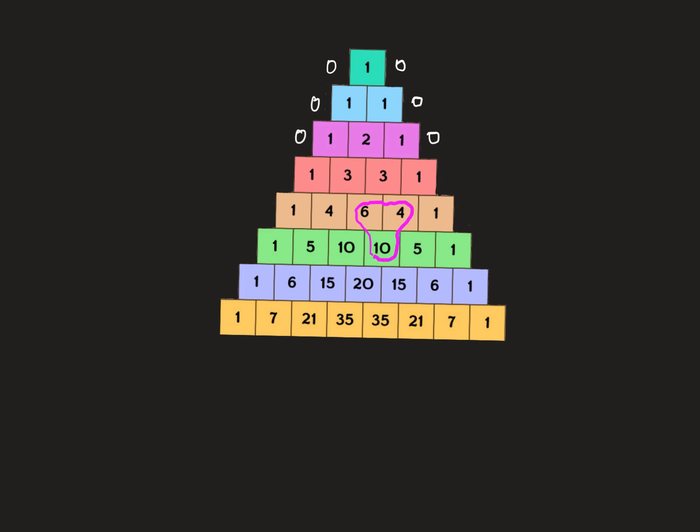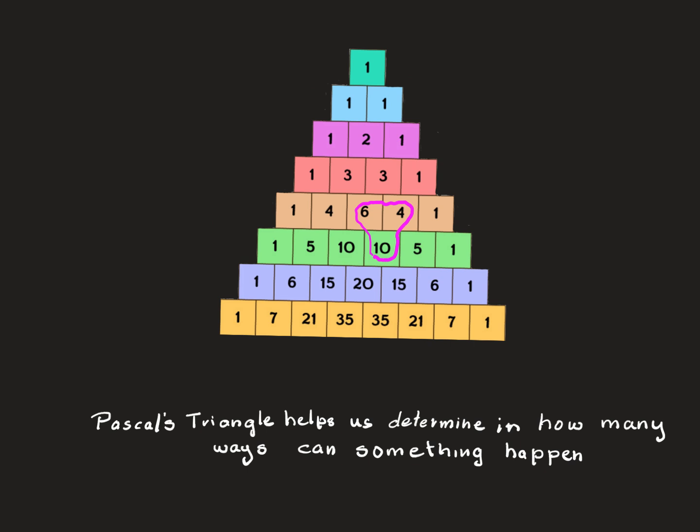6 plus 4 will give you 10. So how can a Pascal's triangle help you with combinations? Well, a Pascal's triangle answers in how many different ways can something happen. But first we want to label the rows. And it is really important that first you understand that we start at row 0. So our top row is row 0.